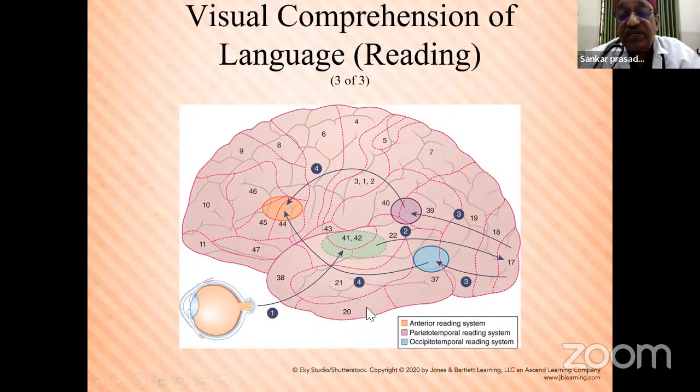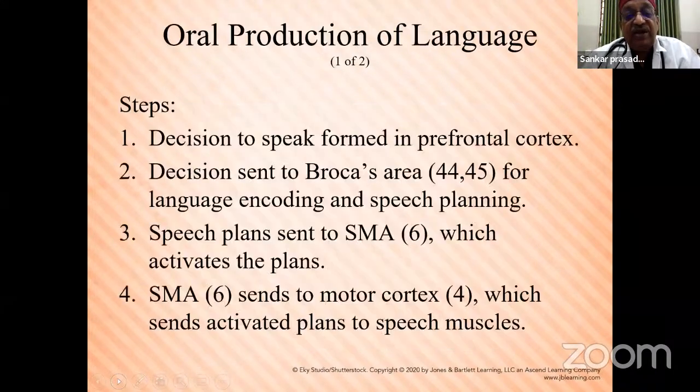This is the anterior reading system, which you can see here. That is where the syntax is formed, in Broca's area. The parieto-temporal reading system, which you can see here, is the posterior heteromodal association area, where you have to generate this concept. The occipito-temporal reading system is shown here. This is the ventral stream, this is the dorsal stream, this is the anterior stream. So these are the reading areas that are important for language.